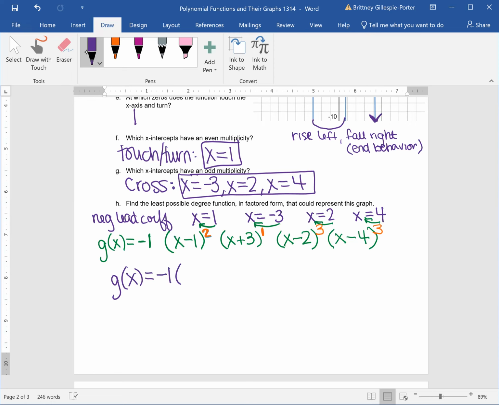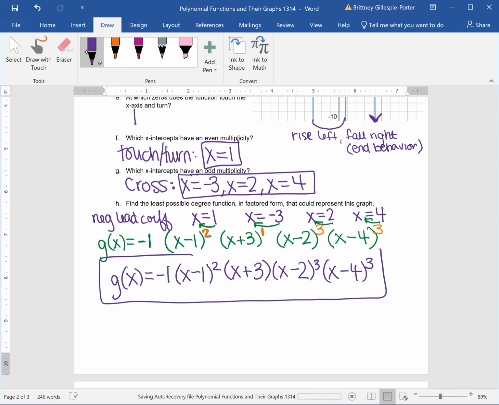I'm going to clean this up just a little bit. (x - 1) quantity squared. If you want to leave the 1 on the (x + 3), you can. I'm going to get rid of it. And then (x - 2) cubed, (x - 4) cubed. So all together. And again, if you want to get rid of the -1 out front and just put a negative, you can. But when I do that, I tend to drop my signs, and you know that's never good in math.